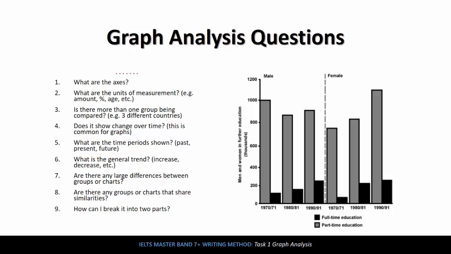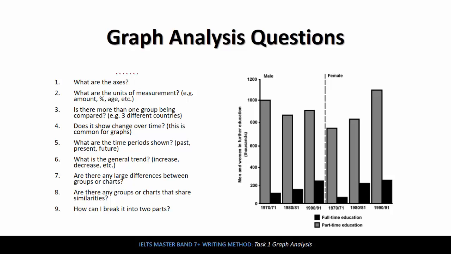Number 4, does it show change over time? What do you think? I think yes, it does show change over time. We have the 1970 school year, the 1980 school year, and the 1990 school year. Number 5, what are the time periods shown? Well, this year is definitely past 1990, so all of this is in the past. None of this is in the present, and none of this is in the future.